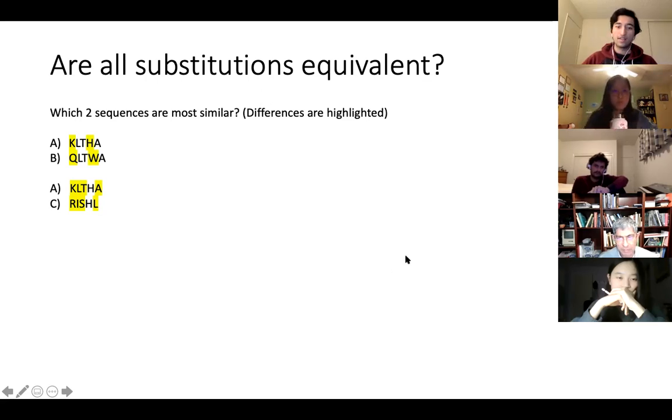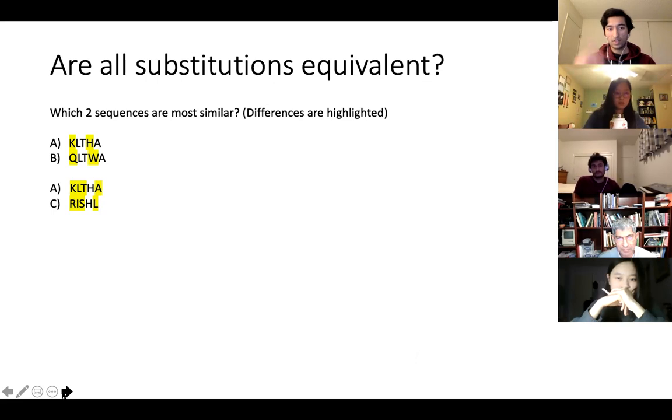Okay, looks like two votes for A and C. So yes, that is the correct answer. So although A and B have more amino acids in common, if you look at the actual chemical nature of the amino acids that are different between A and C, a lot of them are very chemically similar. So for example, lysine and arginine, they're both positively charged amino acids.